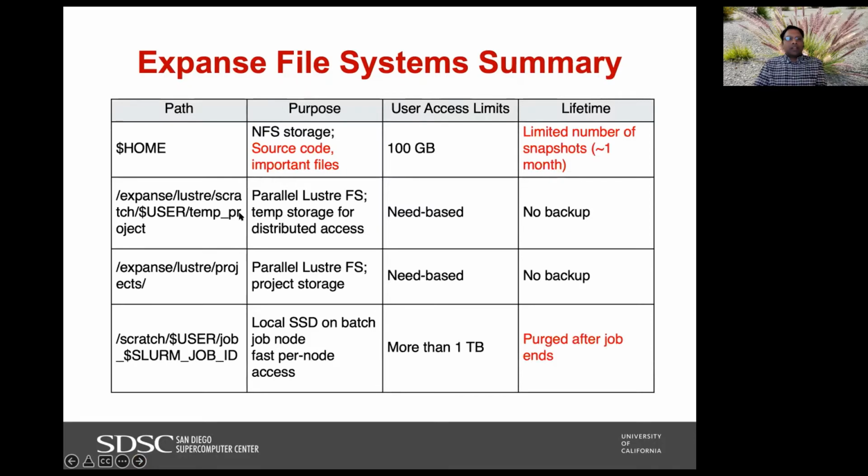Just to summarize, you have the home directory with the NFS storage, 100 gigabytes, and a limited number of snapshots. Think of it as around a month of snapshots. We have Lustre Scratch and Projects. They're both parallel Lustre file systems and have no backups. And then we have the node local NVMe-based storage.